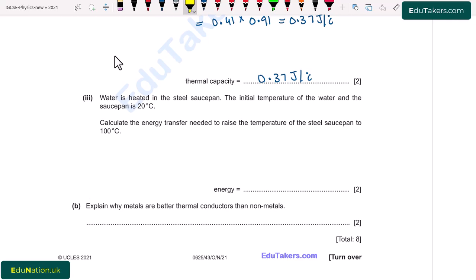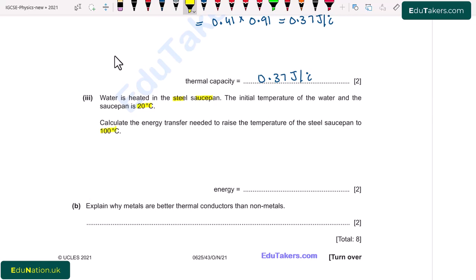Water is heated in the steel saucepan. The initial temperature of the water and the saucepan is 20 degrees C. Here the initial temperature is given, that is 20 degrees C. Calculate the energy transfer needed to raise the temperature of the steel saucepan to 100 degrees C.